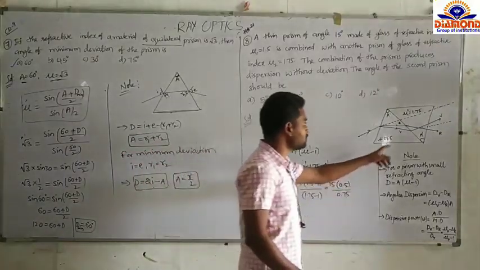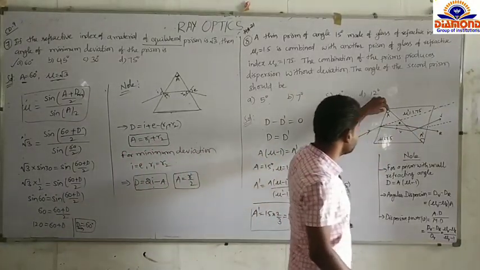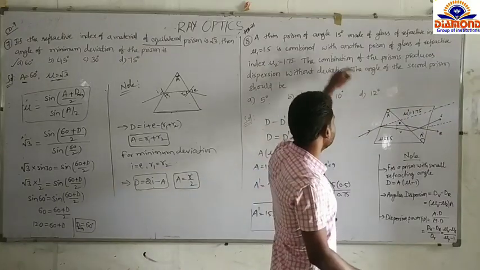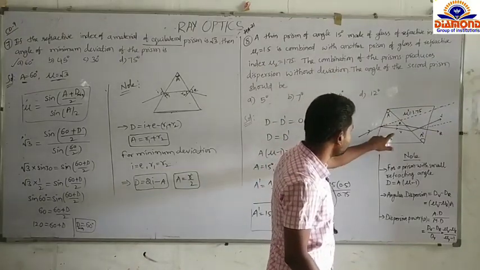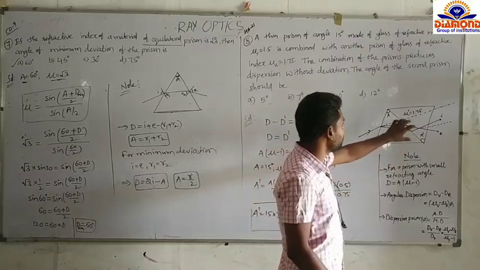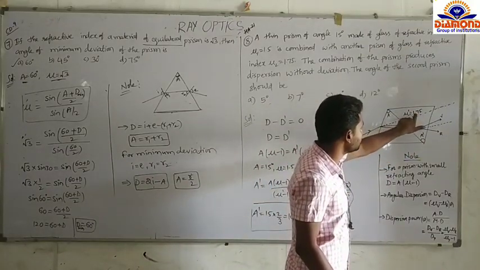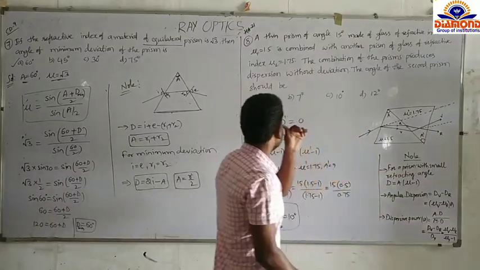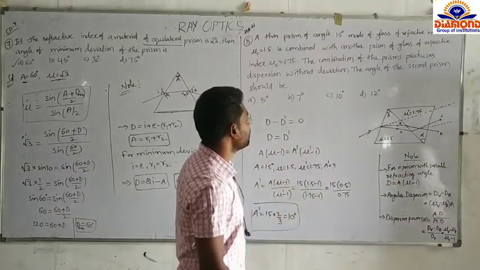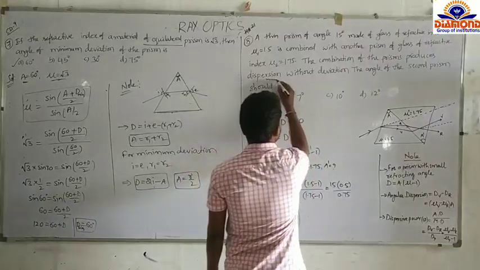So here these two prisms are arranged in this way. The angle of the first prism is given as 15 degrees, and the refractive index of this prism is 1.5. For the second prism, we have to find the angle of prism, and its refractive index is 1.75. Here the condition is that they combine the prisms in such a way that there is dispersion without deviation.